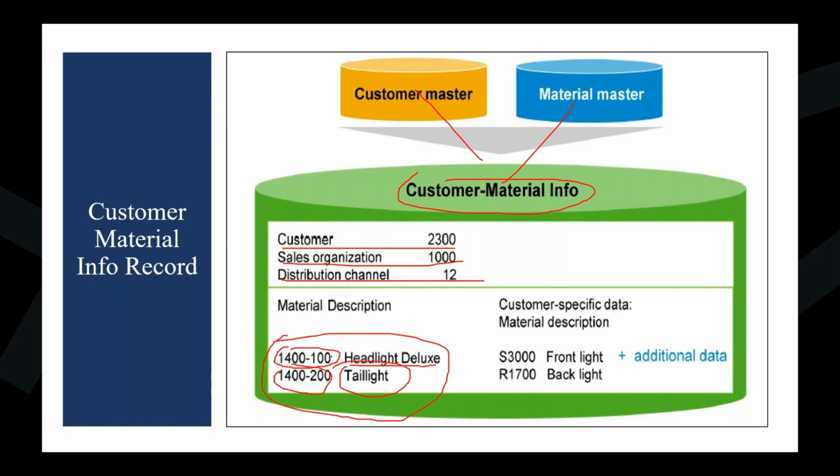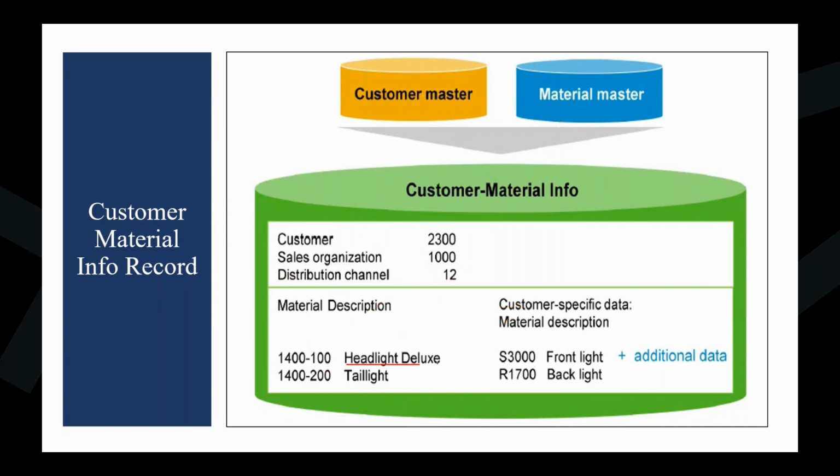Now we are selling this to a customer. At the customer's place, in the customer organization, the material code of this headlight deluxe is S330, and the material code of tail light is R1700. So this information you will maintain, our material code and customer material code, and also the customer's description. This you will maintain.